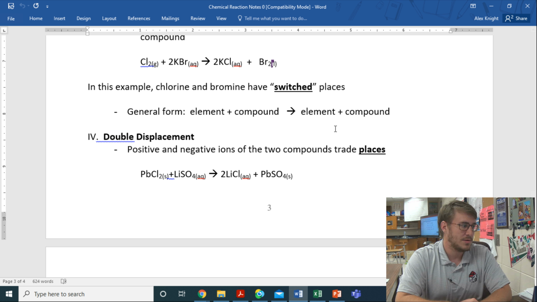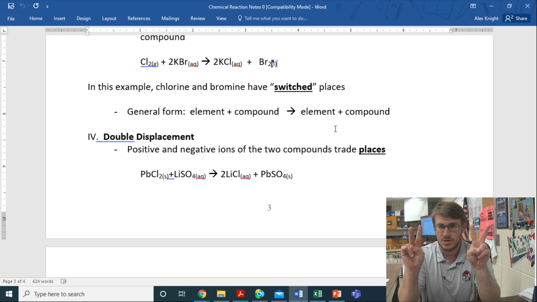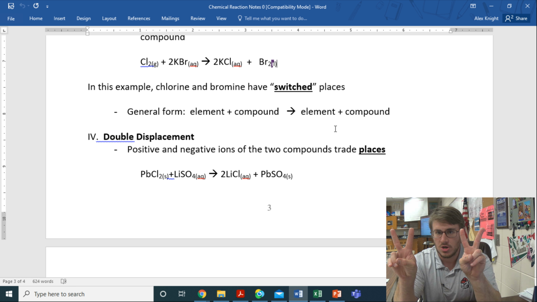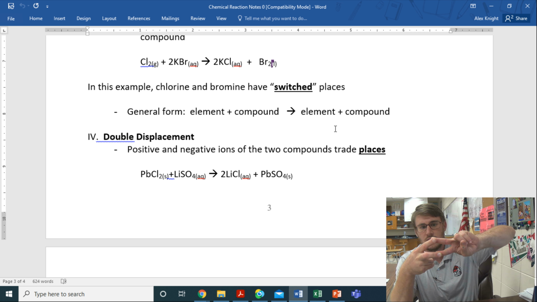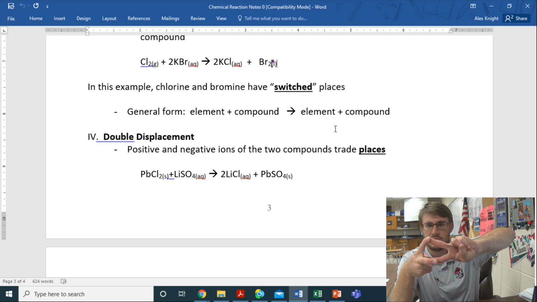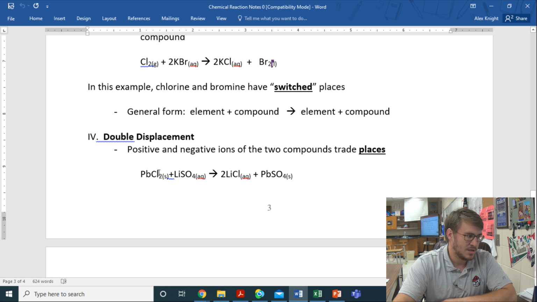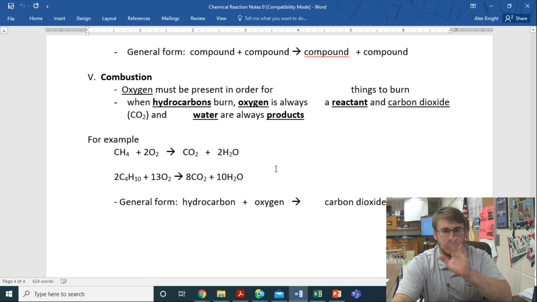Type 4, double displacement, aka double replacement. This is where you have a cation 1, anion 1, cation 2, anion 2, and they swap places. So cation 1 goes with anion 2, and cation 2 goes with anion 1, and they become new products. Notice AB with CD becomes CB and AD. Another type of swap.